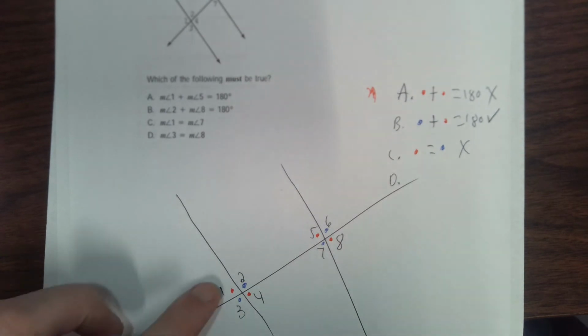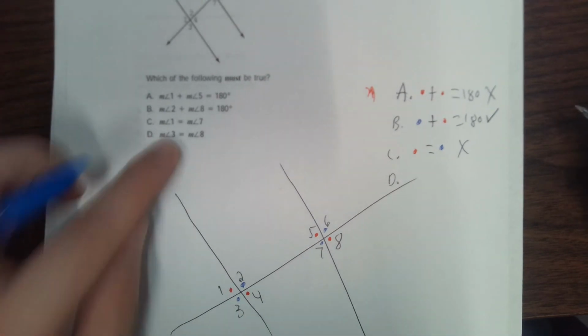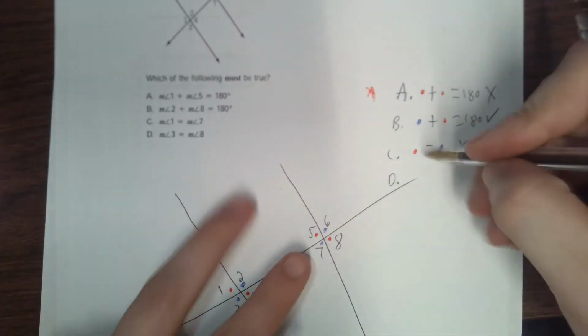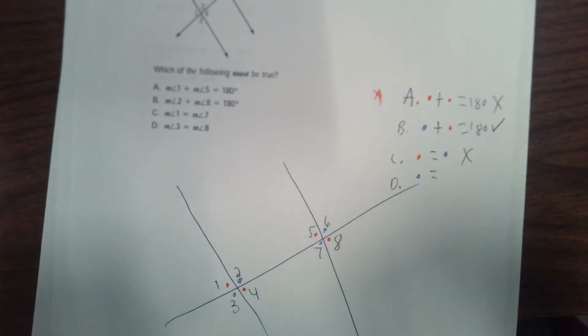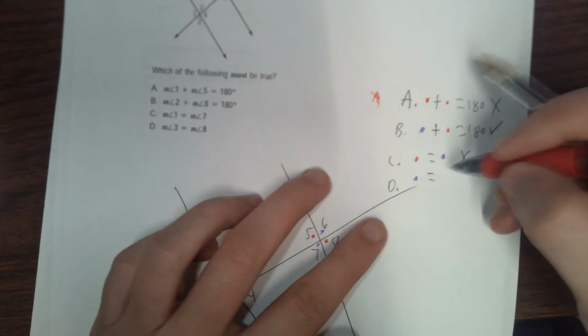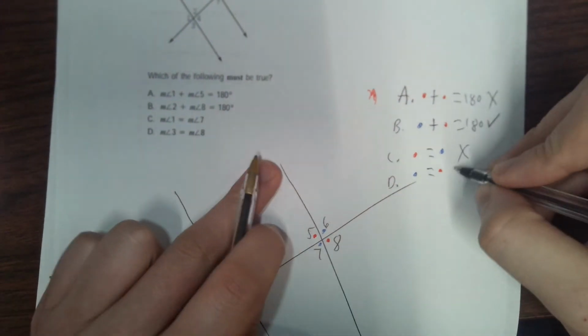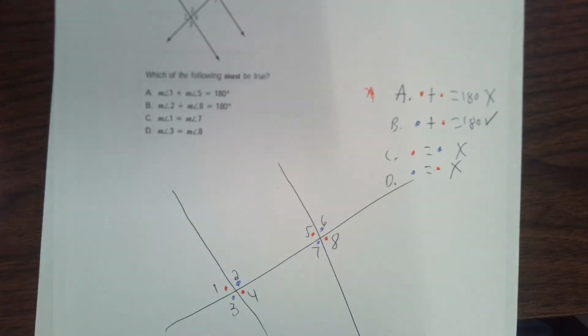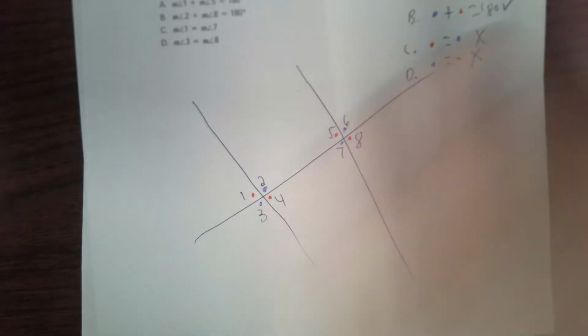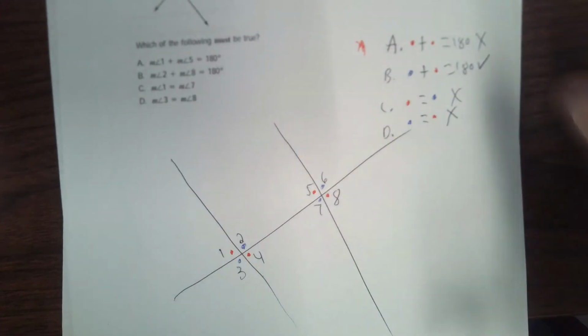And finally, D, angle 3 is blue equals angle 8, which is red. Now that's also different colored angles are supplementary. Okay, so that's all I'm looking for. So you want to copy down these notes, right? So you can get accustomed to these types of questions.